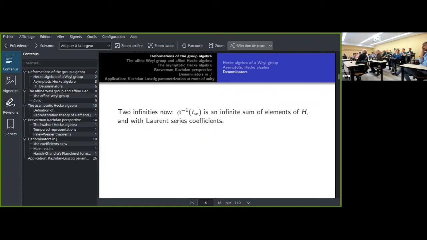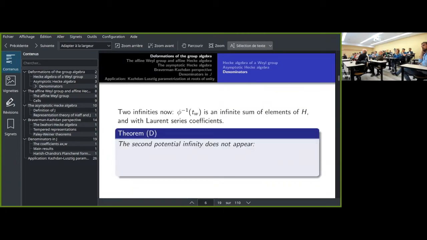In this case, there are two potential ways that if you look at the preimage of an element of J, it's infinite in two different ways. So it's an infinite sum of elements in the affine Hecke algebra, and the coefficients are a priori Laurent series instead of rational. So the main result I wanted to talk about is that the second potential infinity doesn't actually appear.